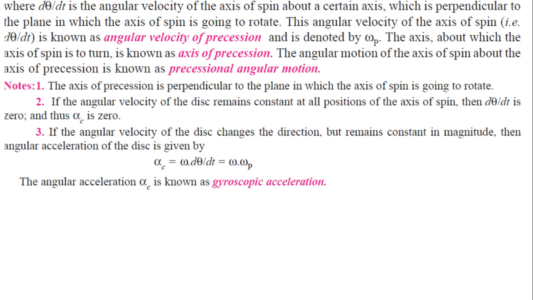You need to see that the axis of precession is perpendicular to the plane in which the axis of spin is going to rotate, and if the angular velocity of the disk remains constant at all positions of the axis of spin, then d theta by dt is actually 0. Thus alpha c would be 0. If the angular velocity of the disk changes direction but remains constant in magnitude, then the angular acceleration of the disk is given as alpha c equal to omega into omega p. This angular acceleration alpha c is nothing but the gyroscopic acceleration.